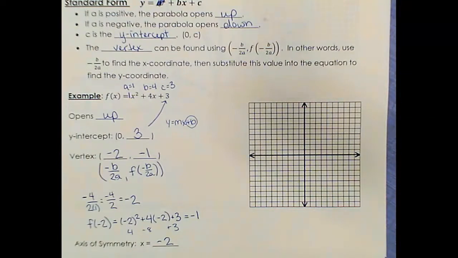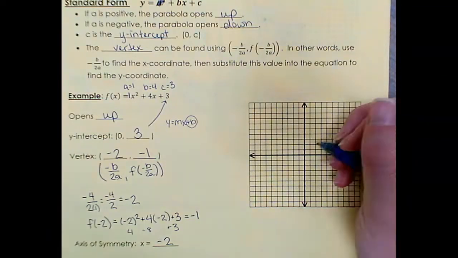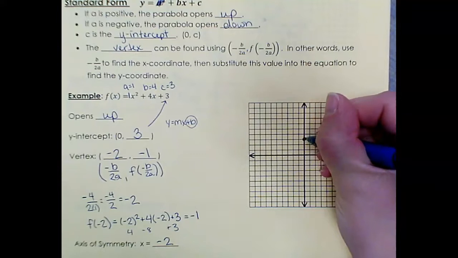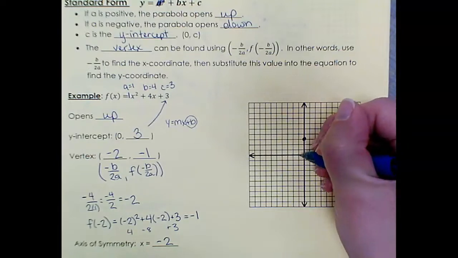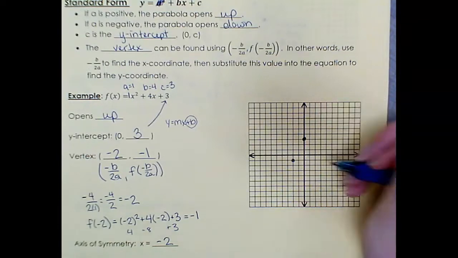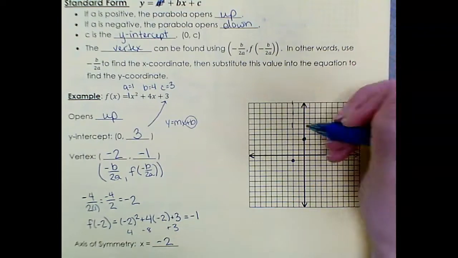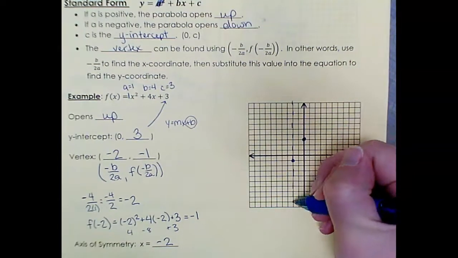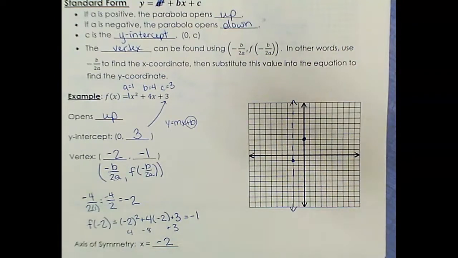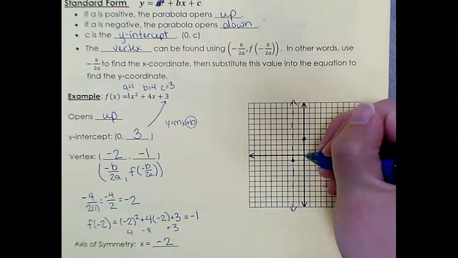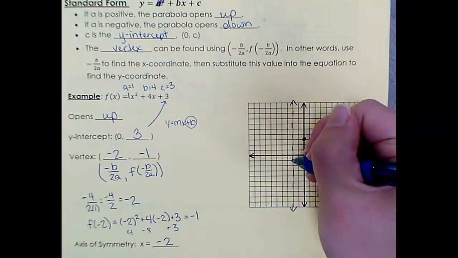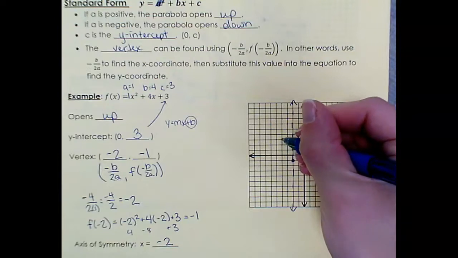So now I can go put all of those things together on my graph. I know that my graph opens up. I know that my y-intercept is at 0, 1, 2, 3. I know my vertex is at negative 2, negative 1. My axis of symmetry is right here at x equals negative 2. And remember that quadratic functions have symmetry. So if I have a point distance of 2 to the right and up 1, 2, 3, 4, then I should also be able to have a point 2 to the left and up 1, 2, 3, 4.